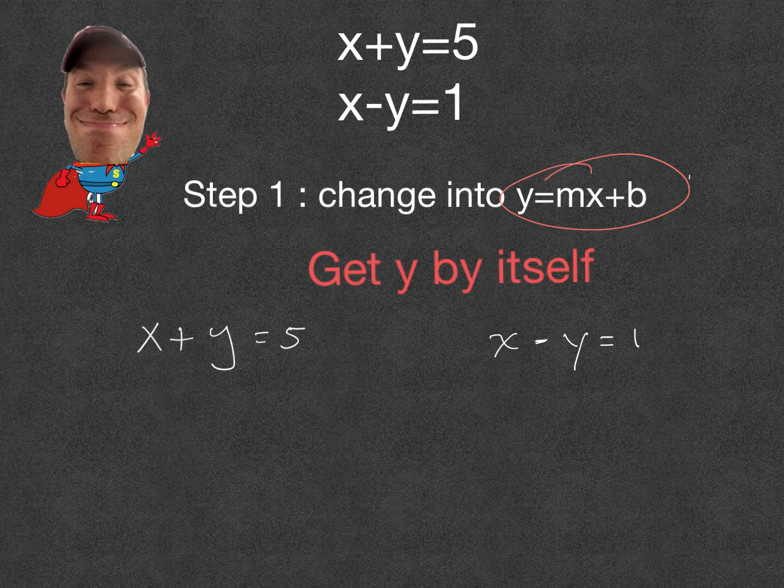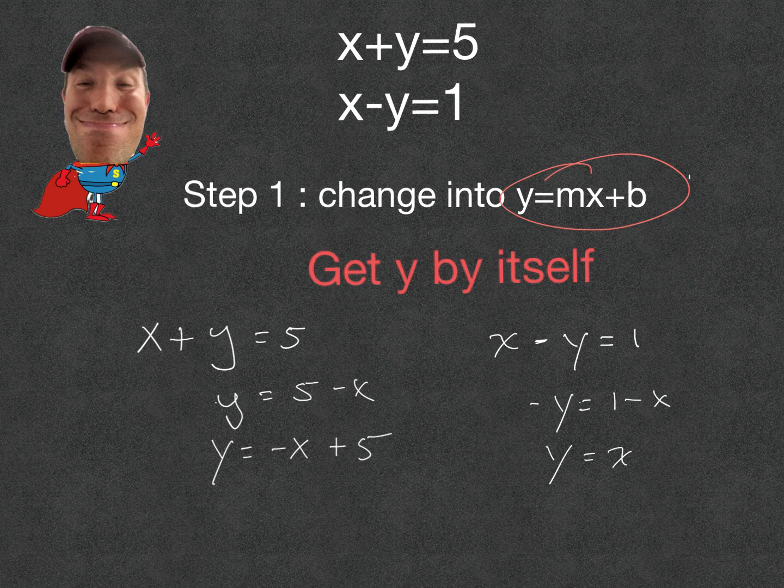I'm going to write the equations a little bit separate from each other so I can see my work clearly. We're going to have y equal to 5 minus x. That's not quite the right form. I want x first: y equal to negative x plus 5. Over here, I'm going to have y equal to 1 minus x, negative y, right? So y is therefore equal to positive x minus 1. Change the sign when you multiply both sides by a negative 1.